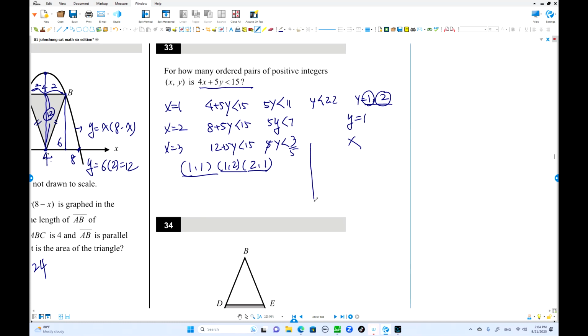Okay? So when you make the graph over here, when x equals 0, y is 3. When y equals 0, x equals 3.75. That's the line. So for x equals 1 there are y equals 1 and 2, so 1 and 1, 1 and 2. For x equals 2 there is only 1. Okay? Only 3 points with integer coordinates. Okay? 3 points is the answer.